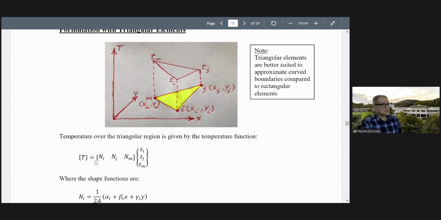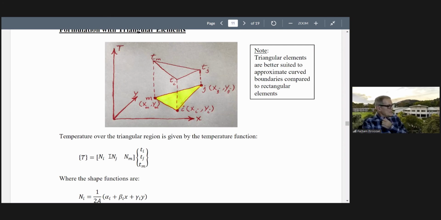In solid mechanics, we use displacement functions. Actually, displacement was given by shape functions Ni, 0, Nj, 0, Nm, 0, and these were displacements Ui, Vi, Uj, Vj, Um, Vm. These are 2 degrees of freedom per node in solid mechanics. And this was also our shape functions like this.